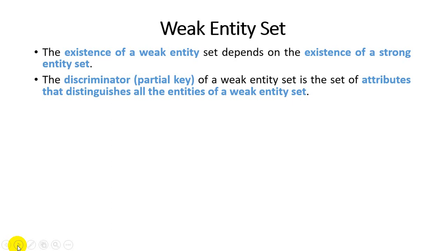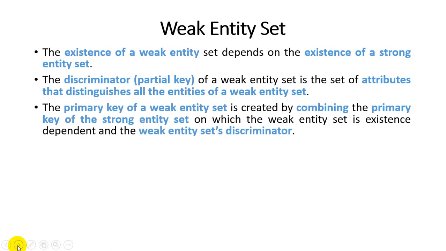So whenever we mention a strong entity, there is a primary key, so we can easily find unique records. But whenever we mention a weak entity and need to find unique records, we take a multiple attribute set. With the help of combinations of multiple attributes, we can find our unique record from the weak entity set. The primary key of a weak entity set is created by the combination of the primary key of the strong entity set on which the weak entity set's existence depends, and the weak entity set's discriminator.